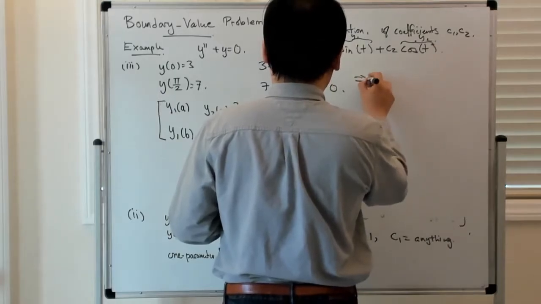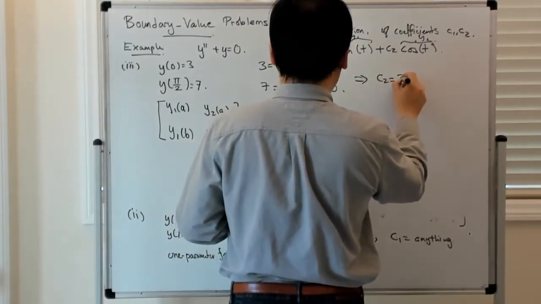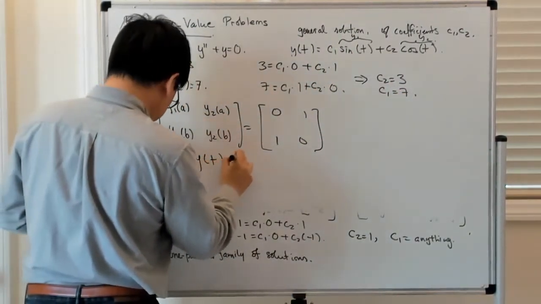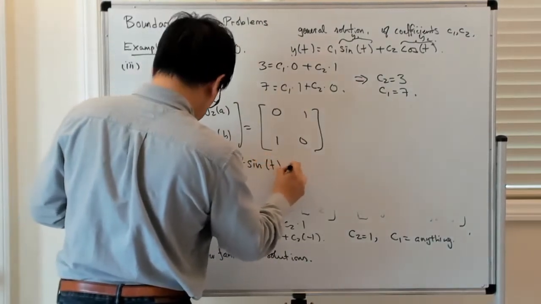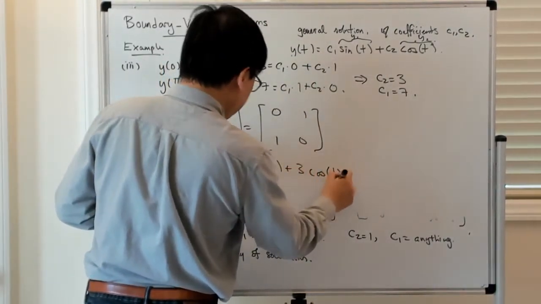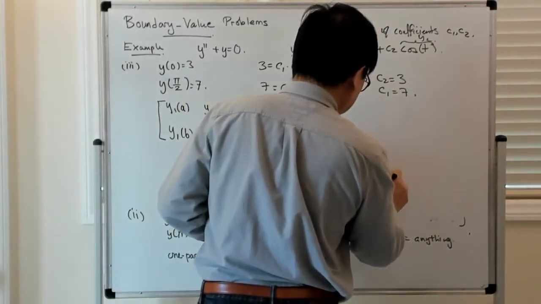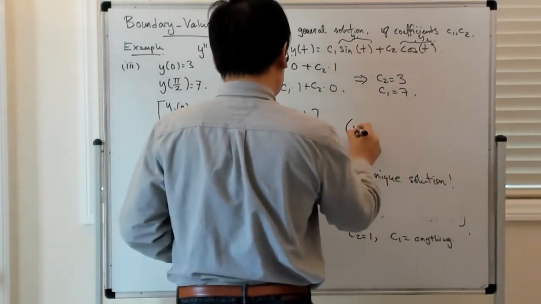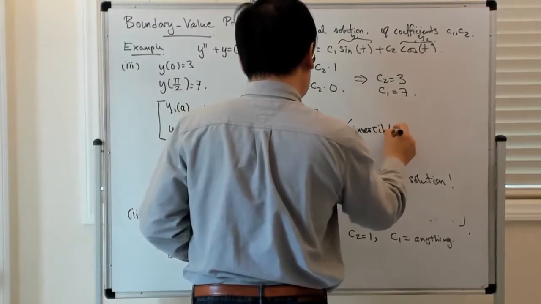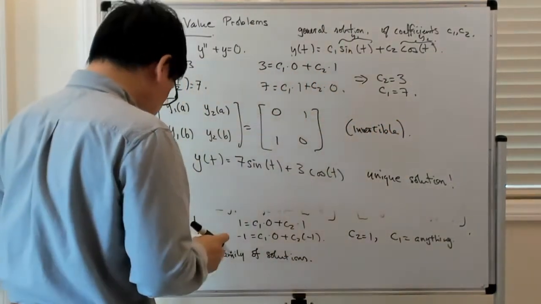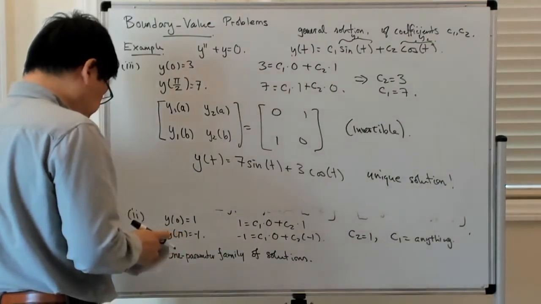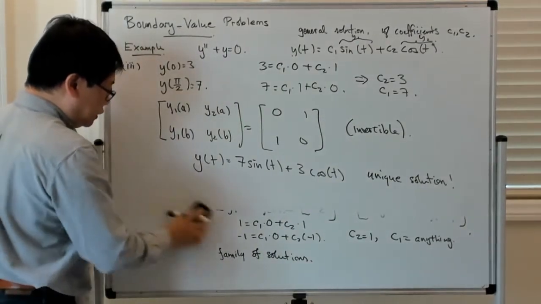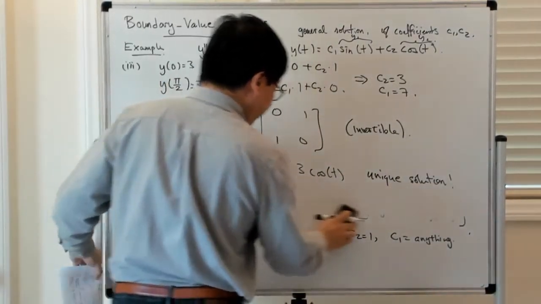And so this tells you that C2 is equal to 3 and C1 is equal to 7. So you have y of t equal to 7 sine of t plus 3 cosine of t, and you have a unique solution. So this is invertible. Anyhow, that gives you some possibilities of what might happen if you have a boundary value problem.